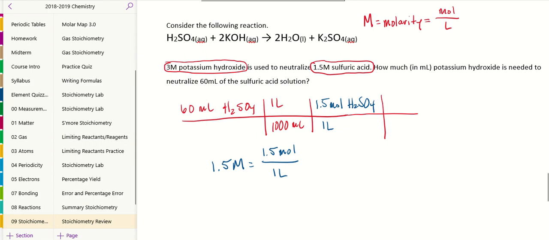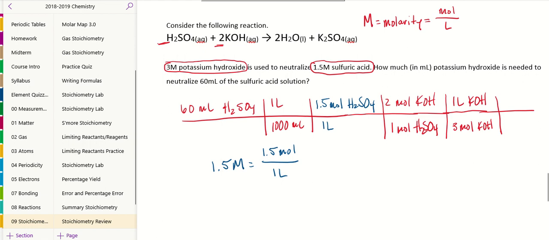Now, mole ratio between H2SO4 and KOH. 1 mole of H2SO4 to 2 moles of KOH. Now notice your KOH has a different concentration than H2SO4. So we plug in 3 moles per liter for KOH. So there are 3 moles of KOH for every 1 liter of KOH.